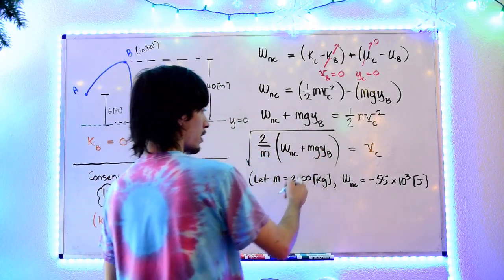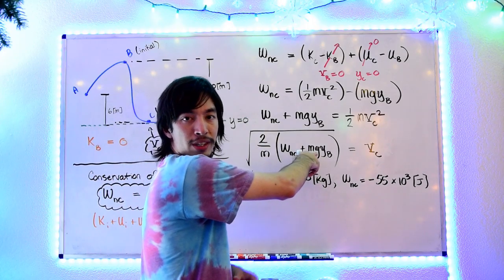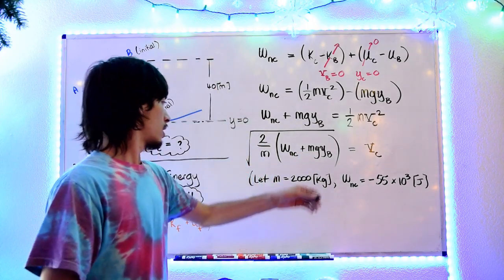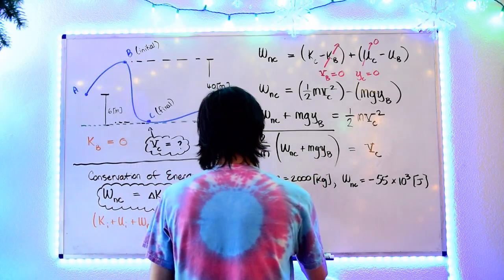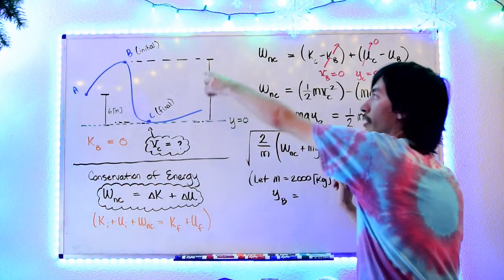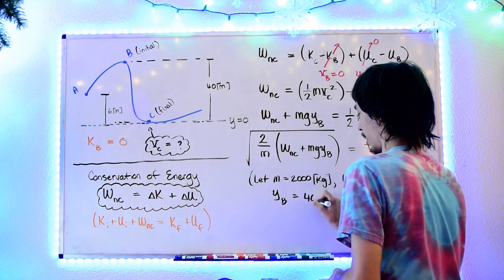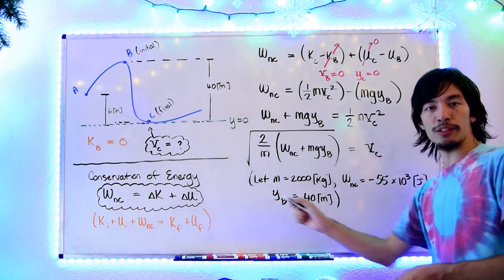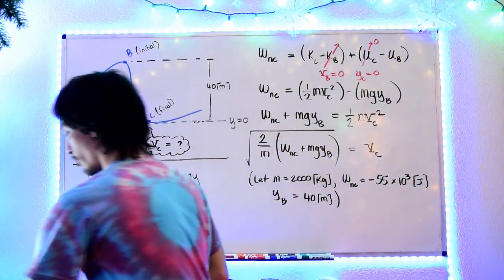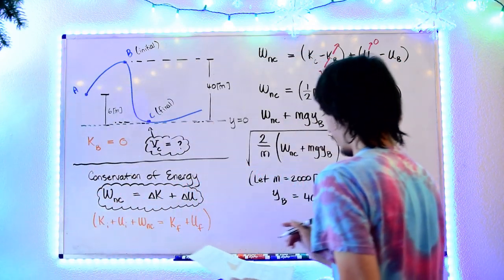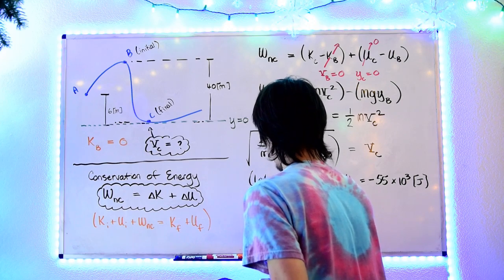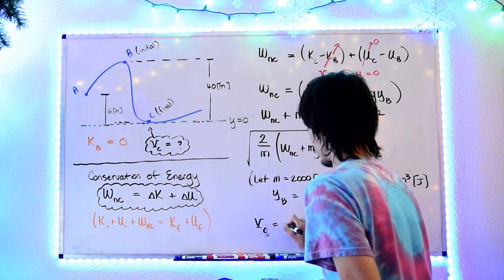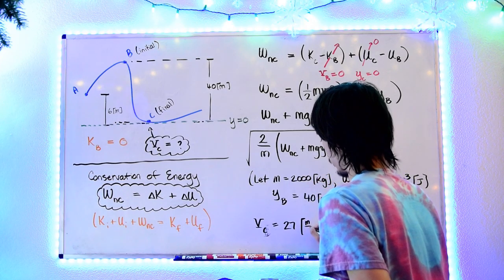g is a given value. Whenever you see g, it's always the gravitational constant, which is plugged in positive. y_B is the height at the top of the hill, 40 meters above our reference point. So we plug in these values, and the answer that you should get is 27 meters per second. So the speed at C equals 27 meters per second.